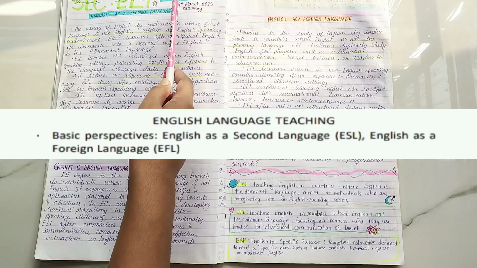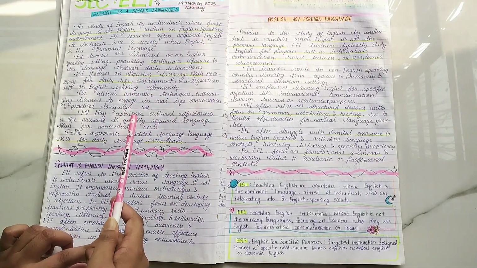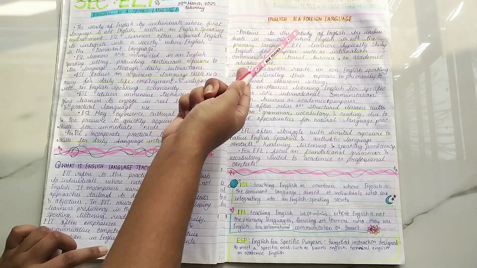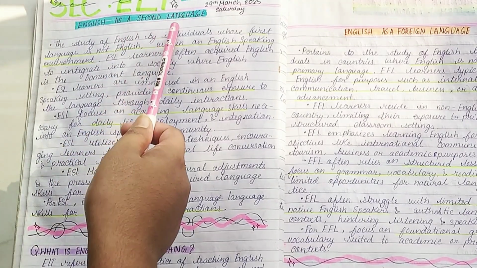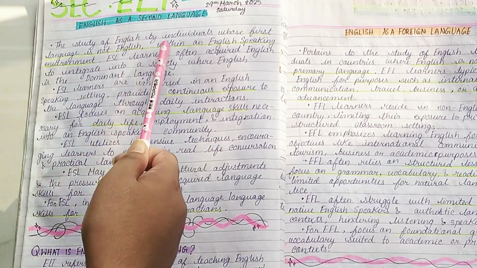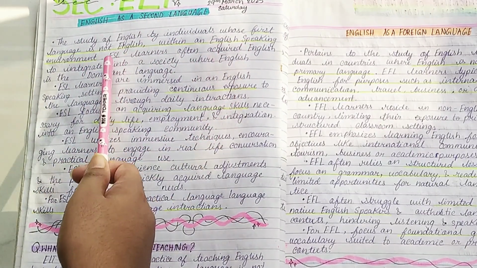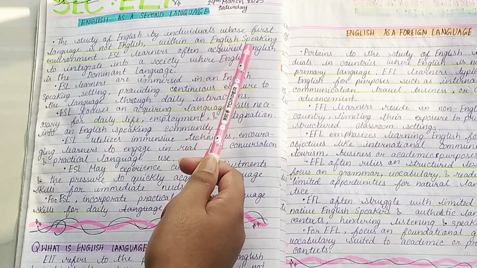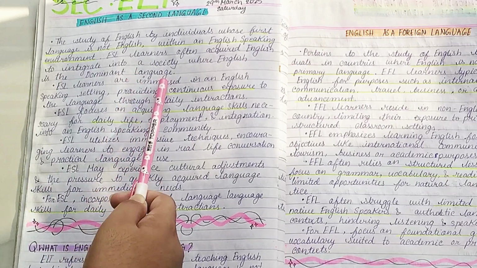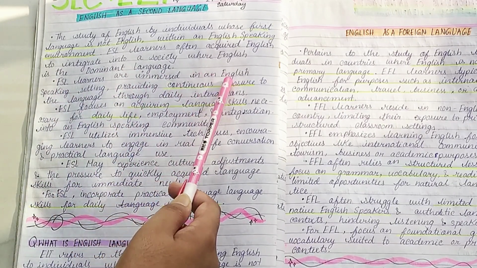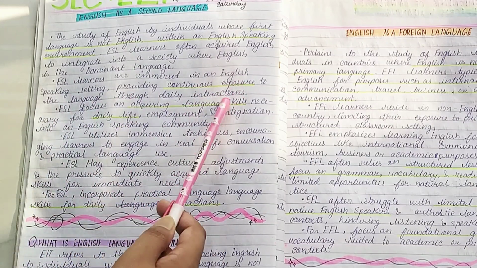Basic perspectives on ESL and EFL. These are the definitions of English as a second language, and English as a foreign language, so you can compare both of these. English as a second language is the study of English by individuals whose first language is not English within an English-speaking environment. ESL learners often acquire English to integrate into a society where English is the dominant language. ESL learners are immersed in an English-speaking setting, providing continuous exposure to the language through daily interactions.